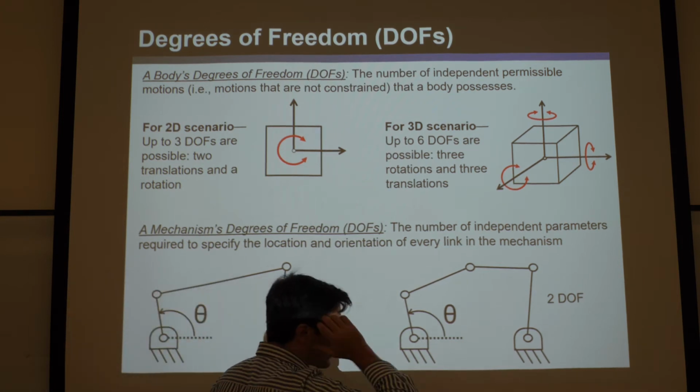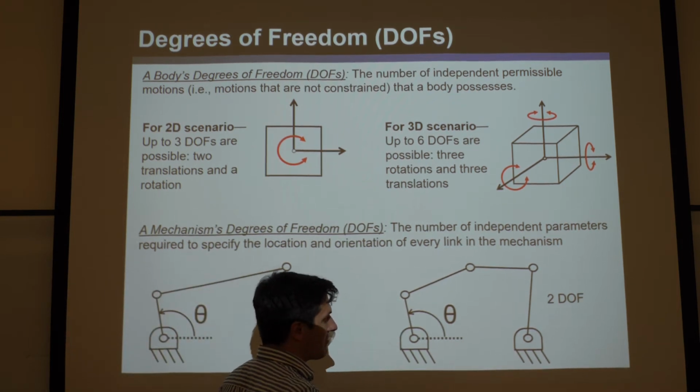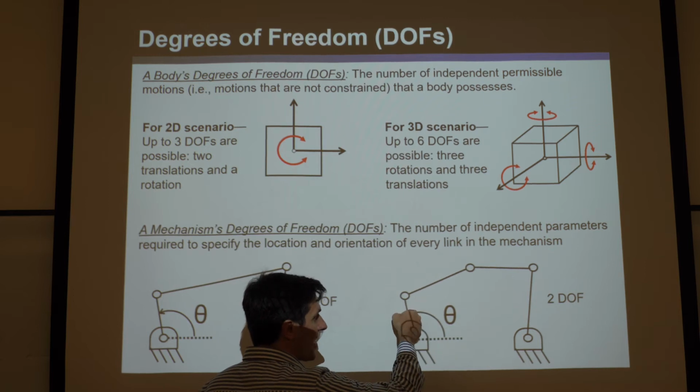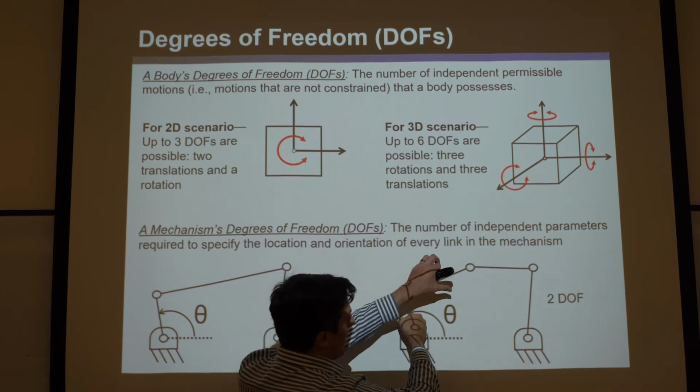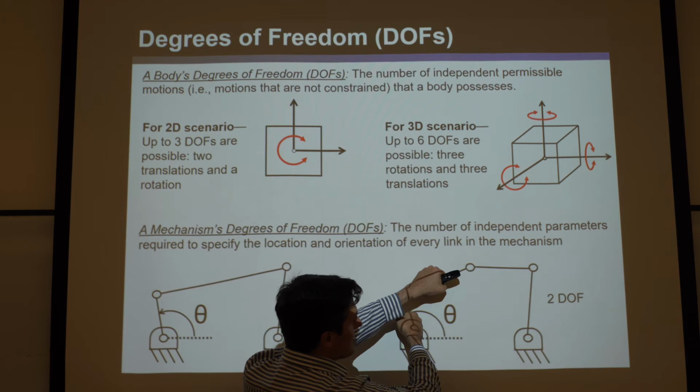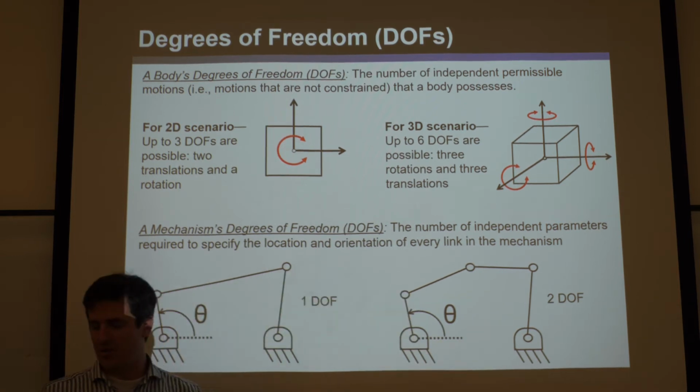And again, going back to our bad definition, but it can be useful in some cases, if I held this fixed, can it still move? Yes, it can. So if I held this fixed, can it still move? No, it can't. So there's 2 degrees of freedom because it took 2 things to hold it fixed. Okay? That's one way to think about it.